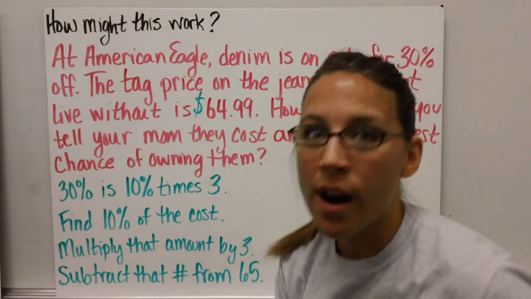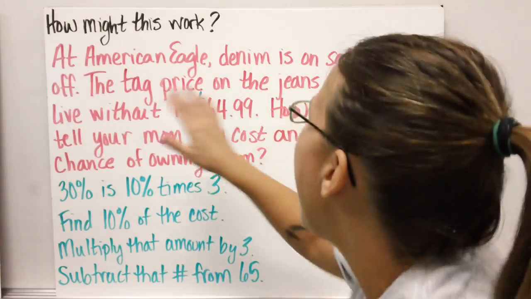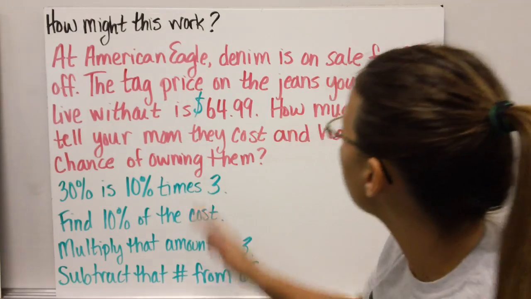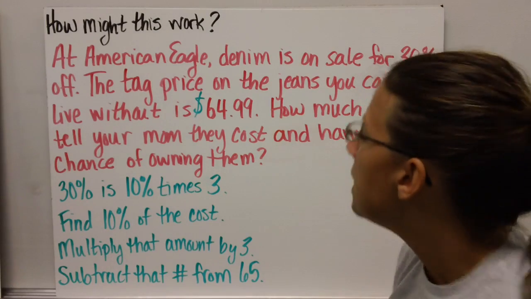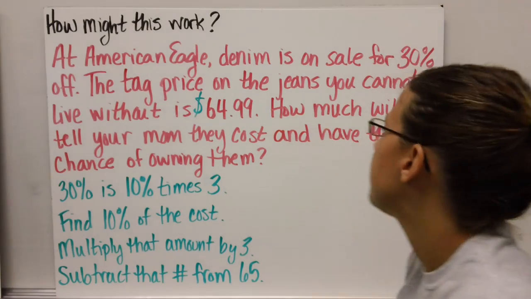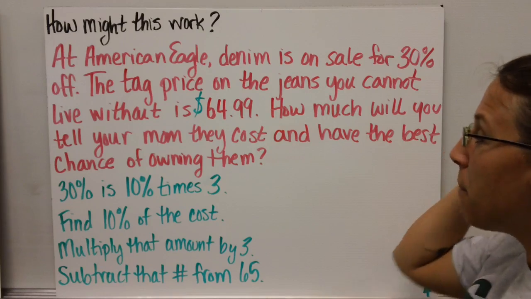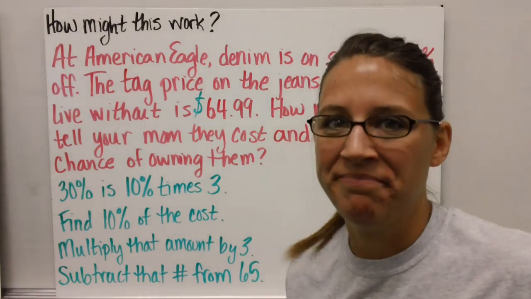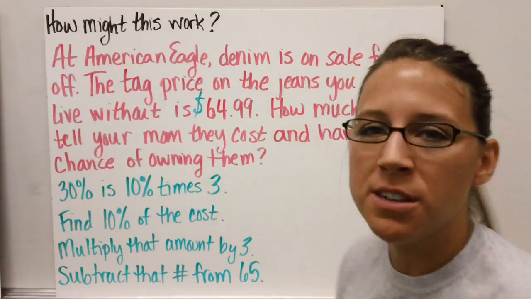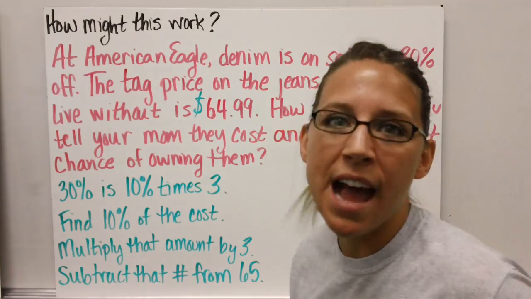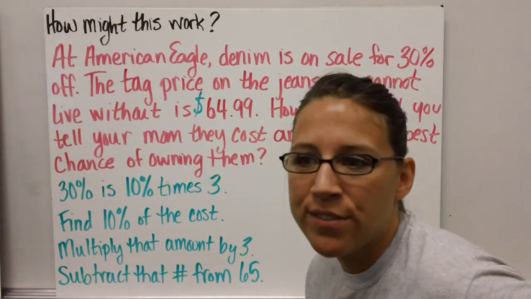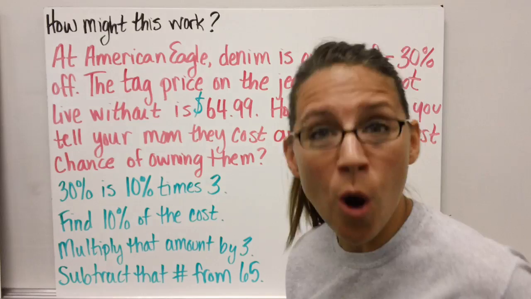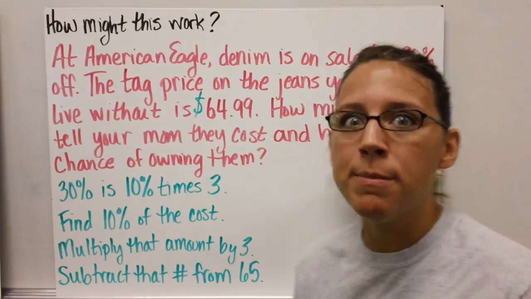How might this work? And this is very realistic here. At American Eagle, denim is on sale for 30% off. The tag price on the jeans you cannot live without is $64.99. How much will you tell your mom they cost to have the best chance of owning them? Right? If you walk up to your mom in American Eagle and say, I have to have these jeans, they're $65. Are you kidding? $65 for a pair of jeans? They're made of gold. I don't think so. So they better be on sale.